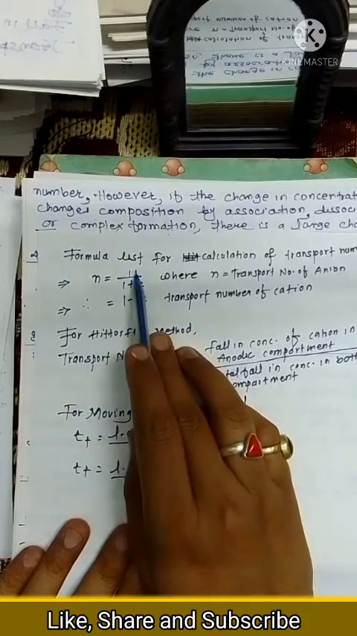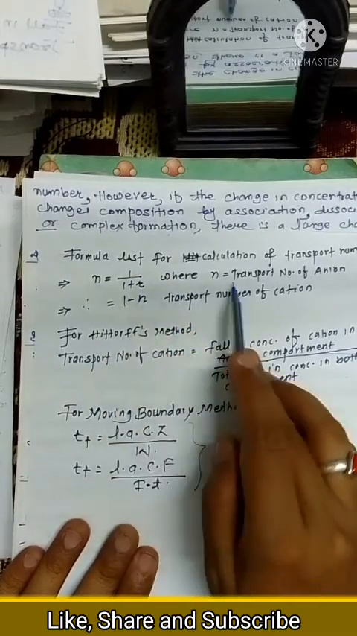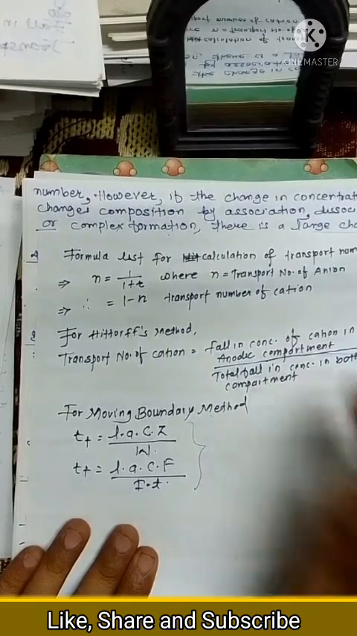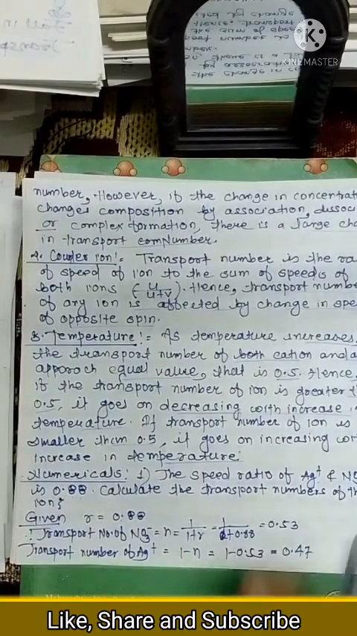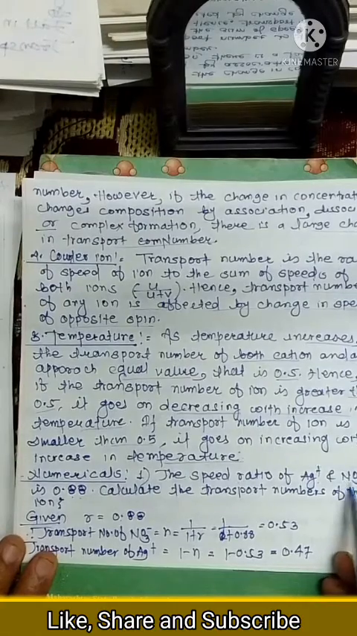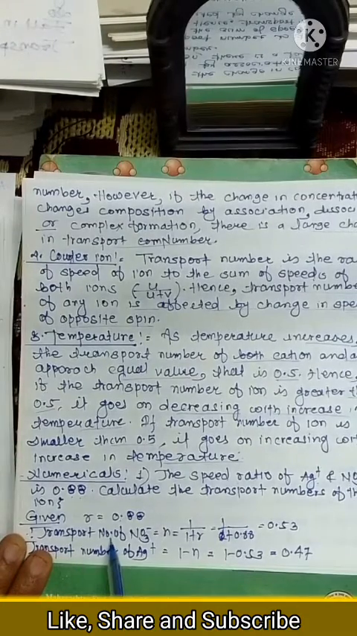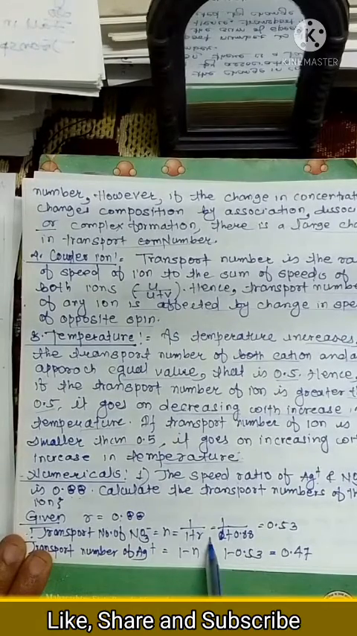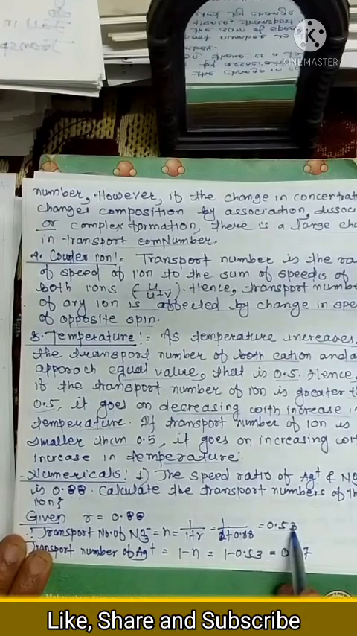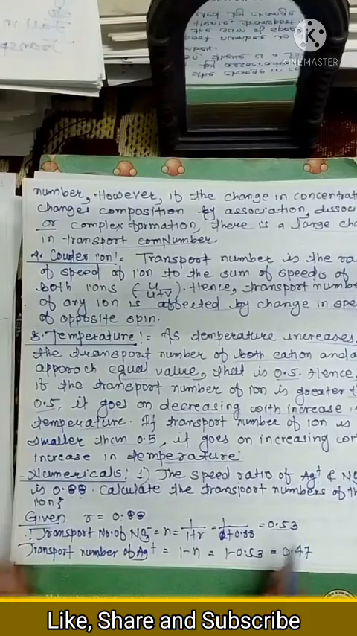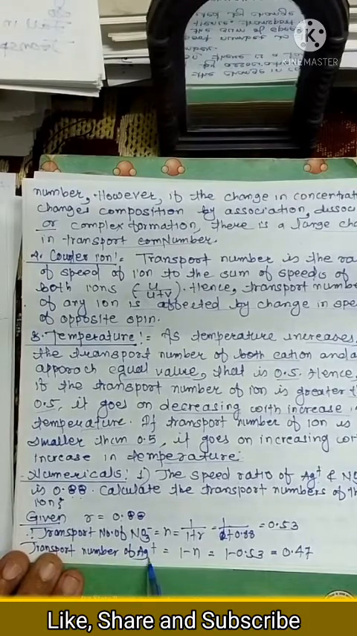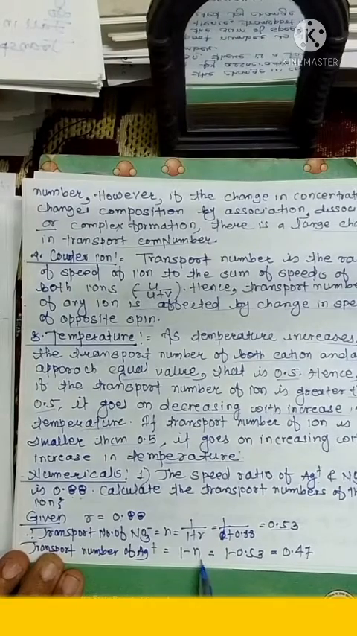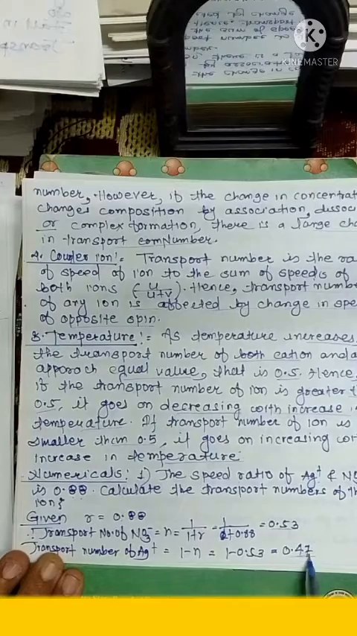Since the value of speed ratio is given, we have the formula n is equal to 1 divided by 1 plus r, where n is the transport number of anion. In this case the anion is NO3 minus. So the transport number of NO3 minus, n, is equal to 1 divided by 1 plus r. After solving this, we get 0.53, and therefore the transport number of cation, that is Ag plus, is equal to 1 minus n, which comes as 0.47.